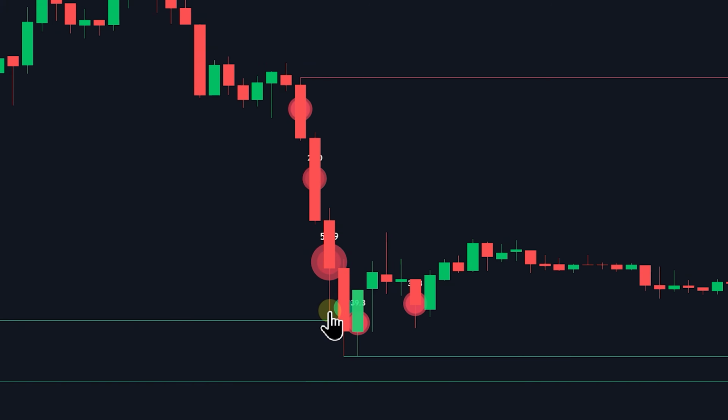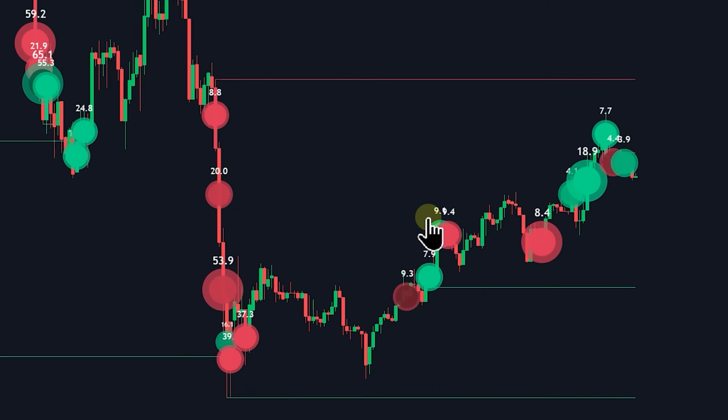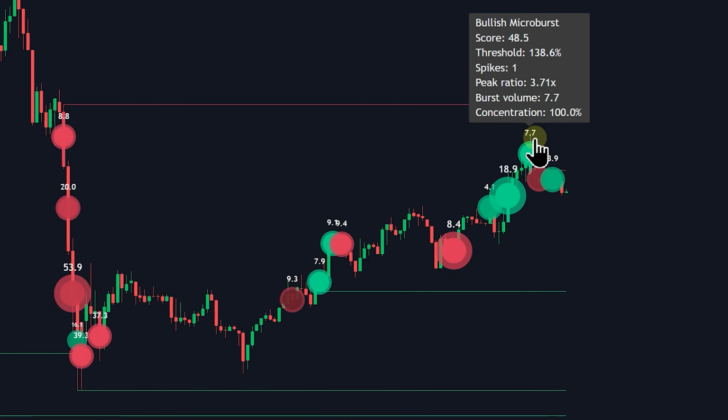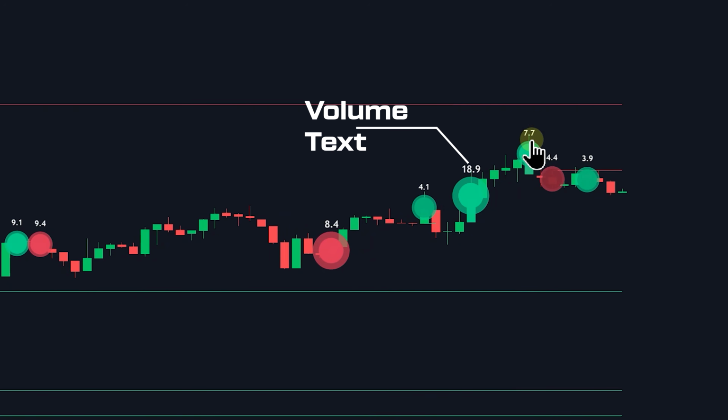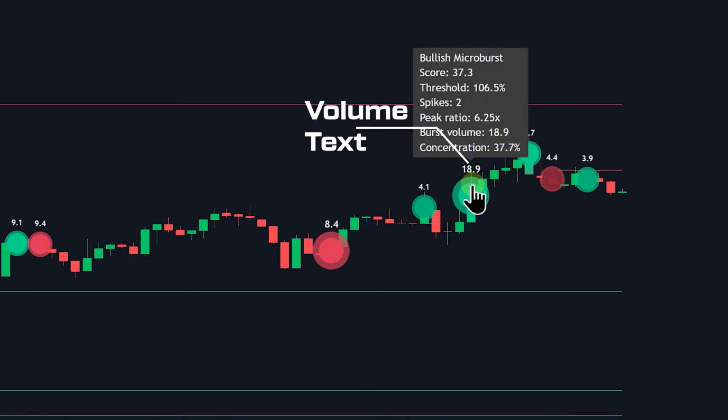You can also see numbers printed above the bubbles, like this one, or this one, or this one. This is the volume text, giving you an easier way to compare the amount of activity behind different microbursts instead of judging them only by their size.